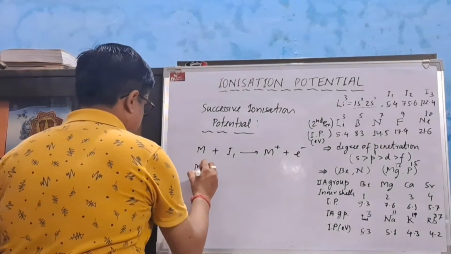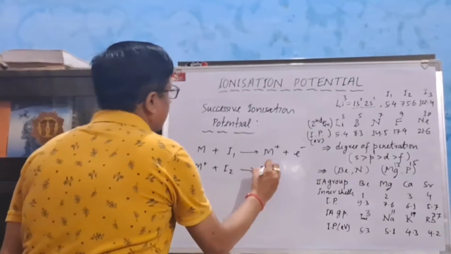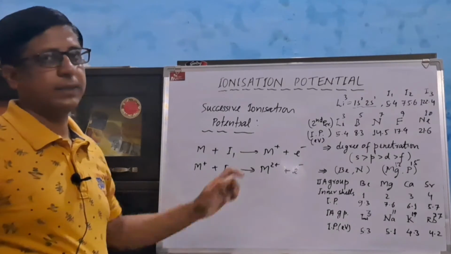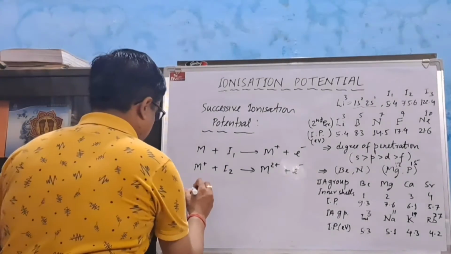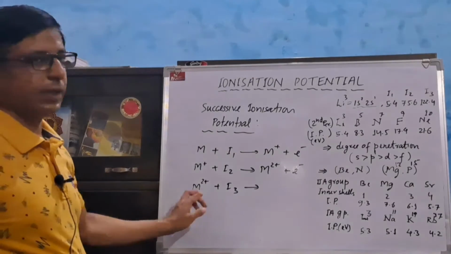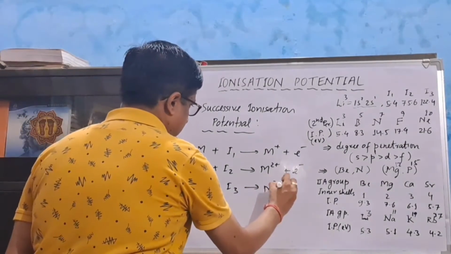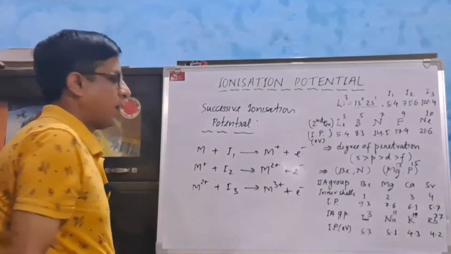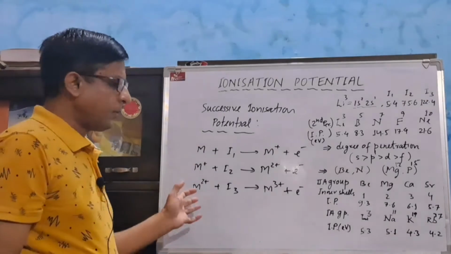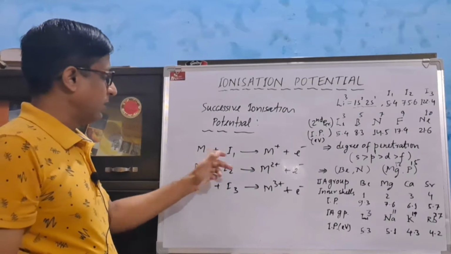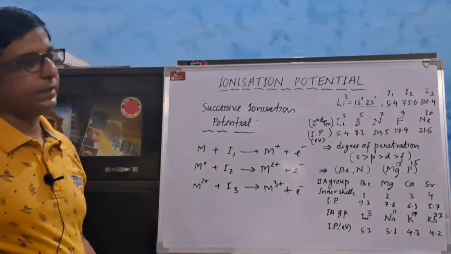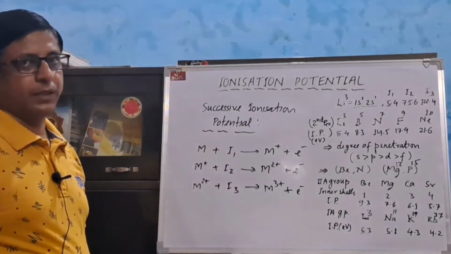Similarly, the energy required to remove the second electron from a cation is known as second ionization potential, and the energy required to remove the third electron from a bipositive cation is known as third ionization potential. Similarly, we can define fourth ionization potential and so on. From here we can see that one electron is removed in each case, therefore I1, I2, I3 should be the same, but this is not the case. I1, I2, I3 are not the same.